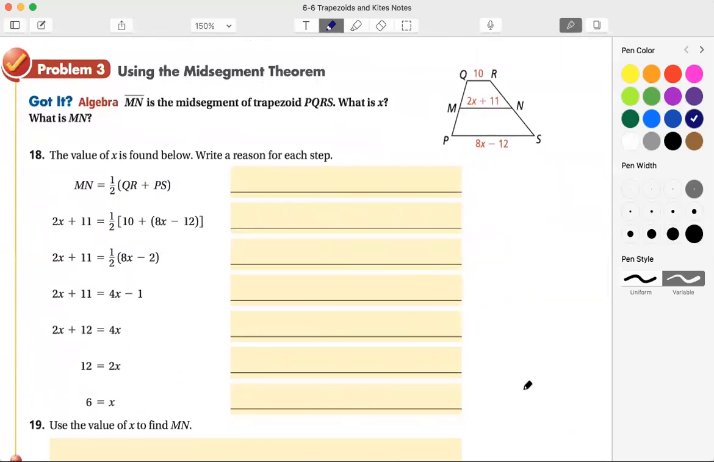All right. So let's use somewhat of a proof here. Why can I say MN is equal to half the sum of the bases? Well, that's called the trapezoid midsegment theorem.